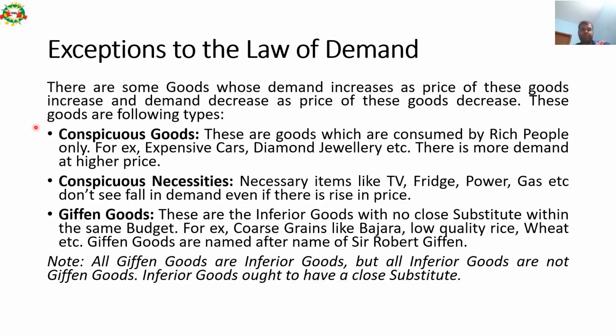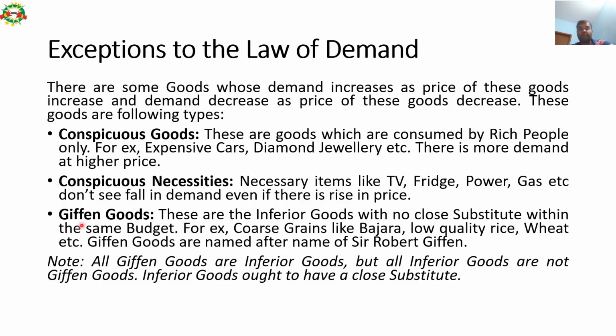So these goods are of the following types, like conspicuous goods. These are goods which are consumed by rich people, for example, expensive cars, diamond jewelry. There is more demand at a higher price. Then the second category is conspicuous necessities, like TV, fridge, power, gas, etc. We don't see a fall in demand even if their prices increase.